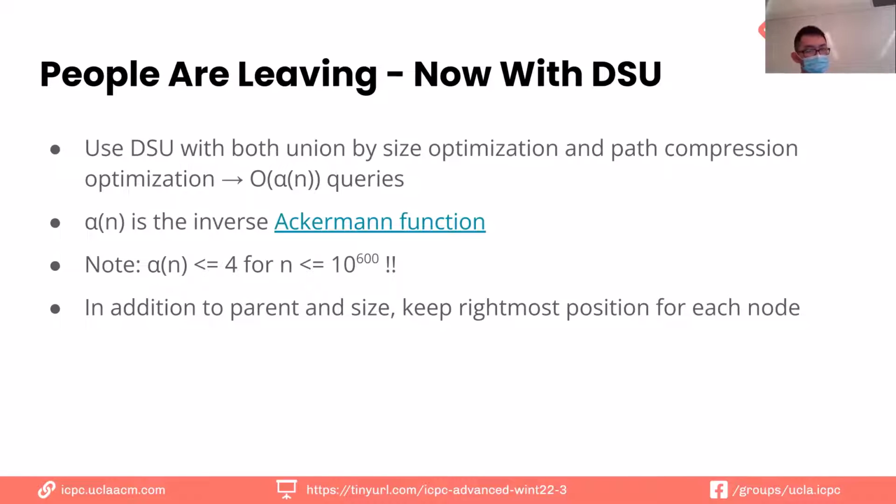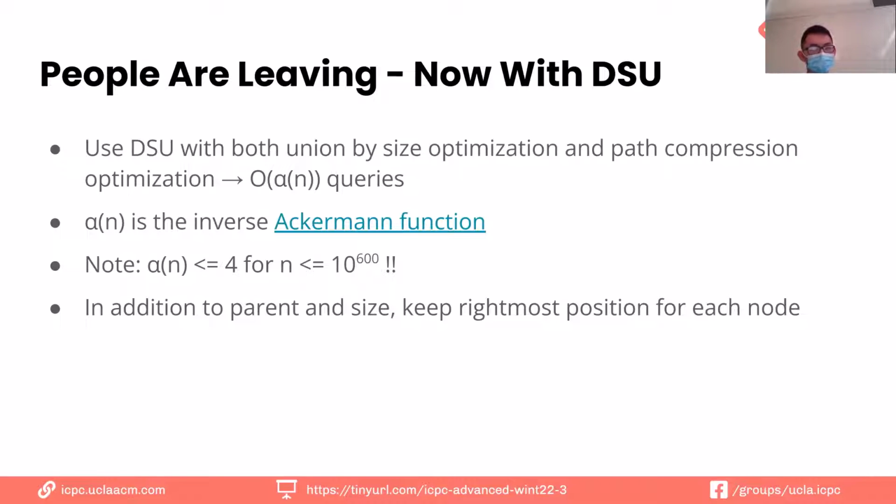And if you actually use both union by size or union by rank with path compression, you're going to get O(alpha n) queries, where alpha n is the inverse Ackermann function, which is just a synonym for a constant factor, because it's less than or equal to 4 for any reasonable n.